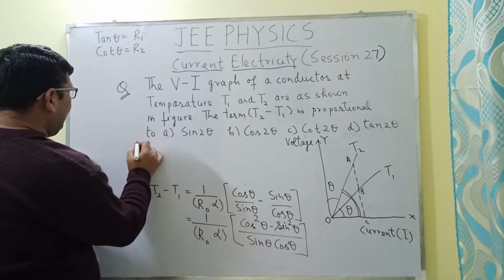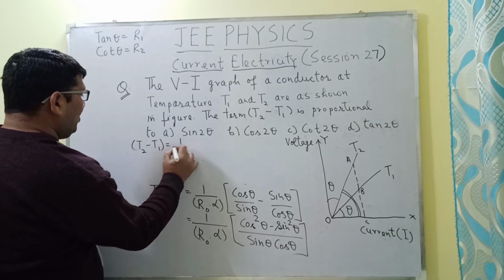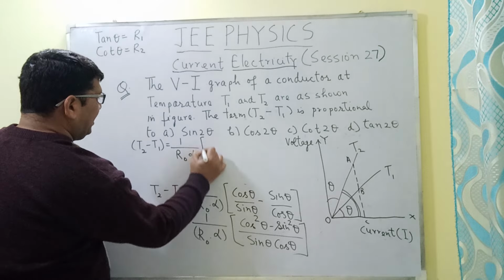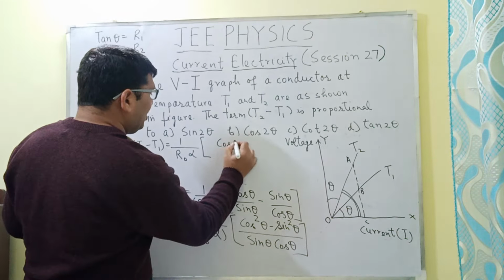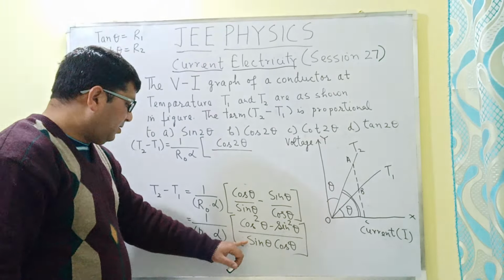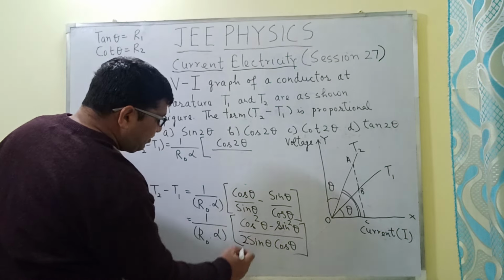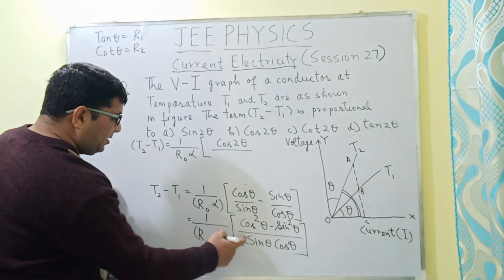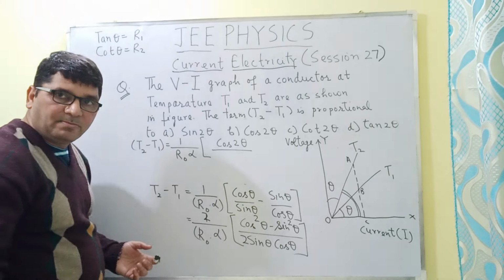So T2 minus T1 is equal to 1 divided by R naught alpha in bracket. Now cos square theta minus sin square theta is equal to cos 2 theta. And this is sin theta cos theta. If I am just multiplying it by 2, and if I am multiplying this by 2, I will be putting here 2, so that the equation remains the same.